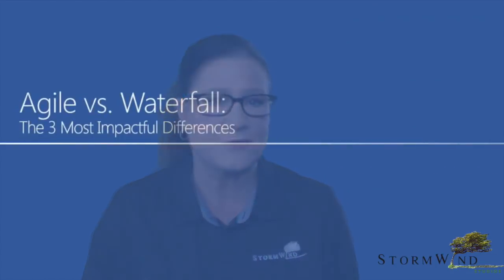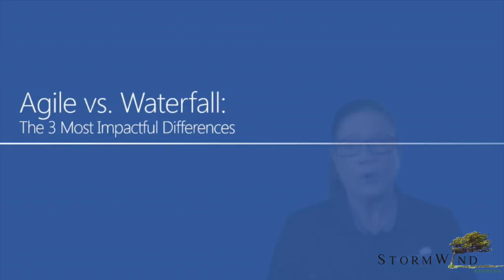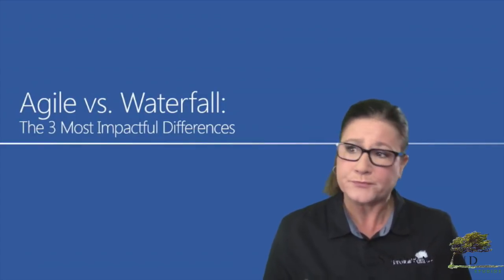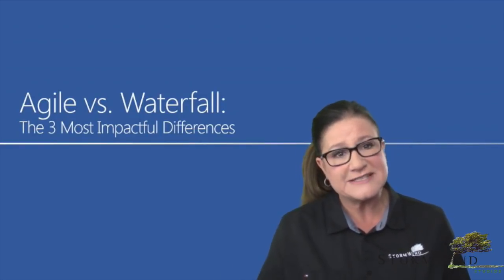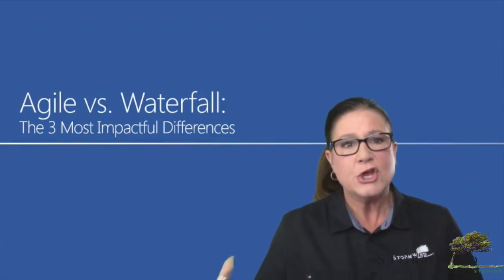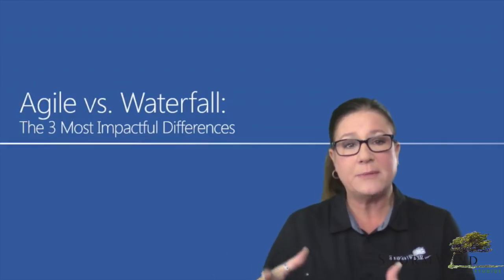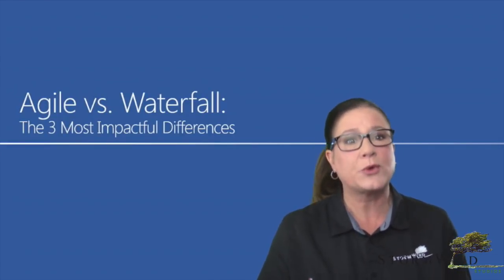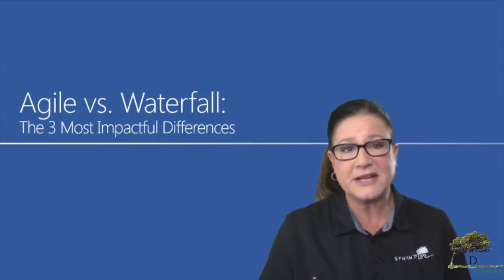So I thought what I would do is put together just a little bit of information on Agile versus Waterfall and really what the three most impactful differences are, because they are very different. In fact, they're almost completely opposite from each other. So how can we take a look at the three big differences and then make decisions in our day-to-day about really how to tailor and pick and choose the best practices from each?